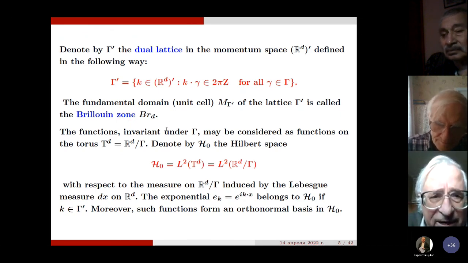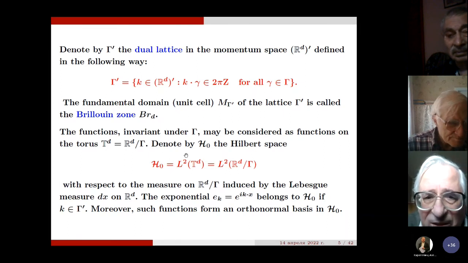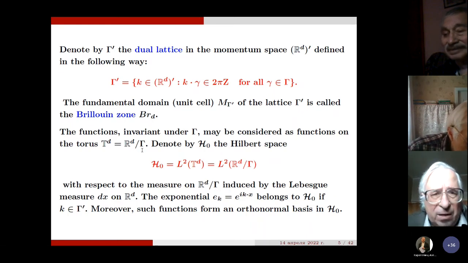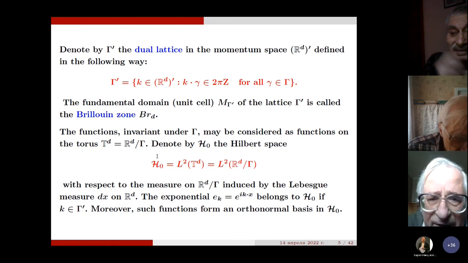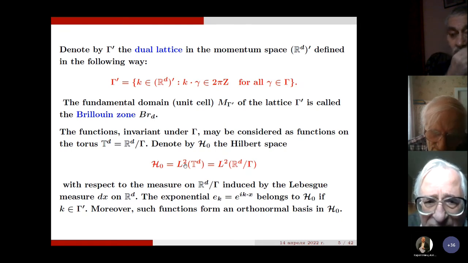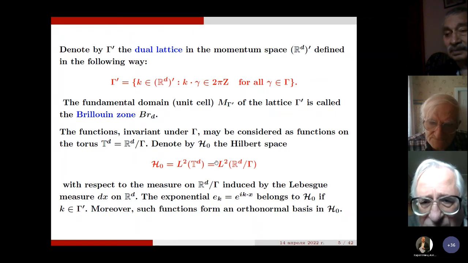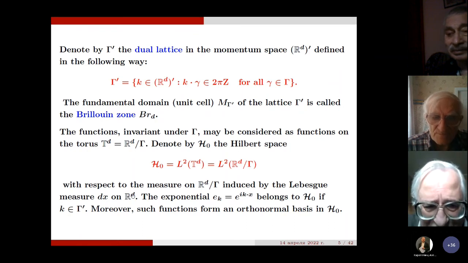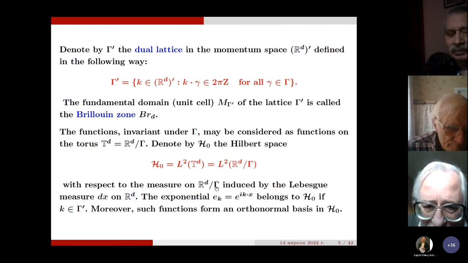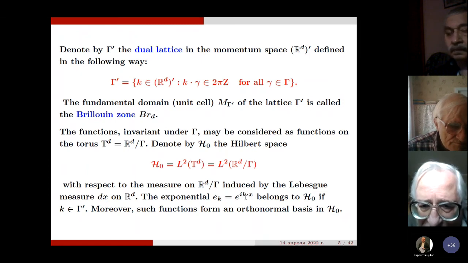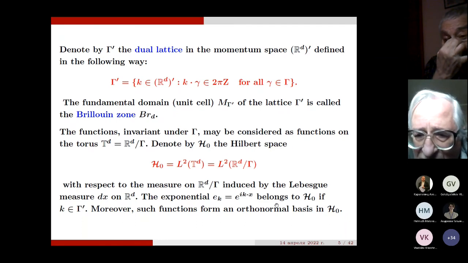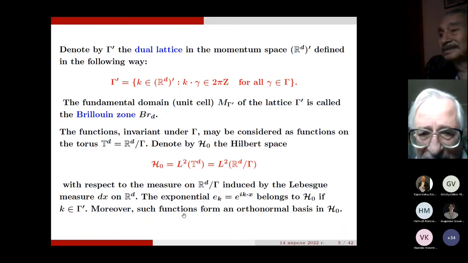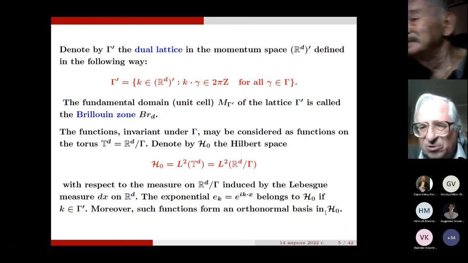The functions invariant under Gamma may be considered as functions on the torus, which is the quotient of R^d by Gamma. We denote by H_0 the Hilbert space, which is just the L2 space on this torus with respect to the standard Lebesgue measure dx on R^d. The exponential, which I denote by e_k, this is the exponential of i k scalar product with x, belongs to H_0 if k belongs to this dual lattice. Moreover, such functions form an orthonormal basis in H_0.